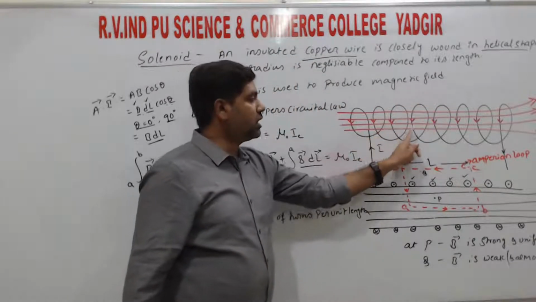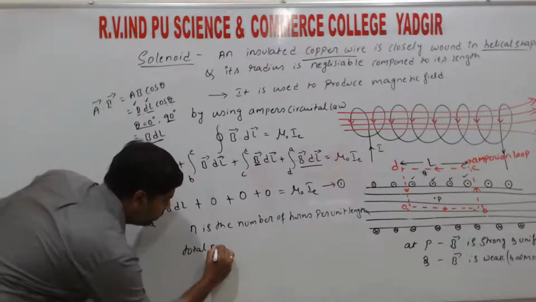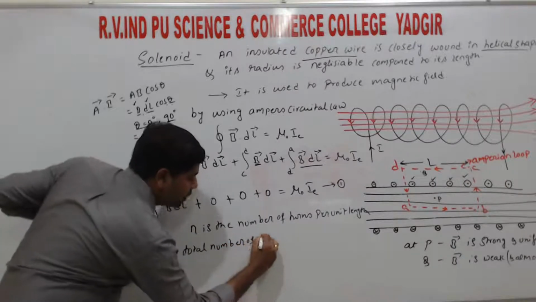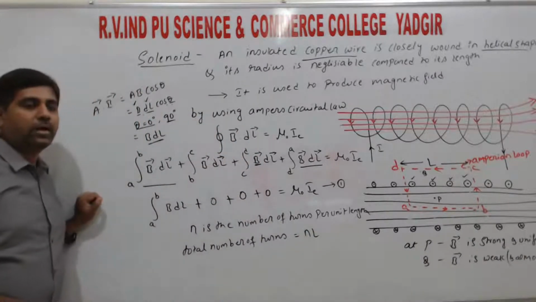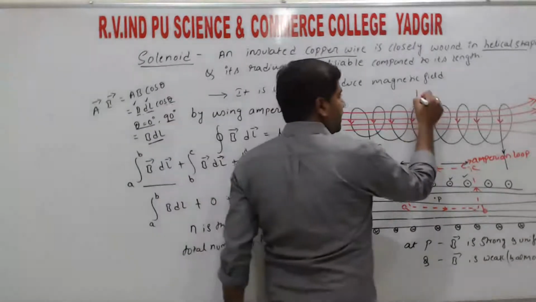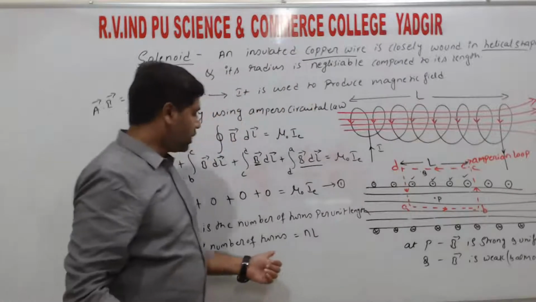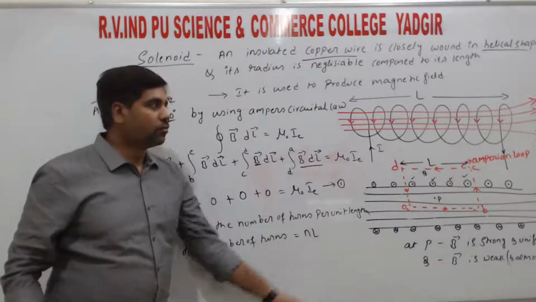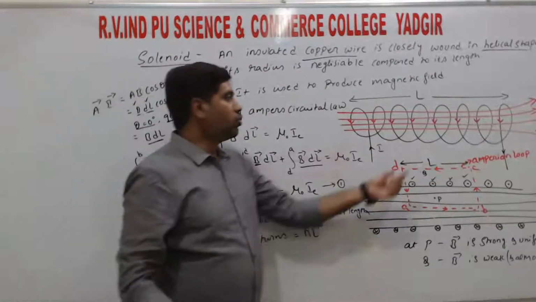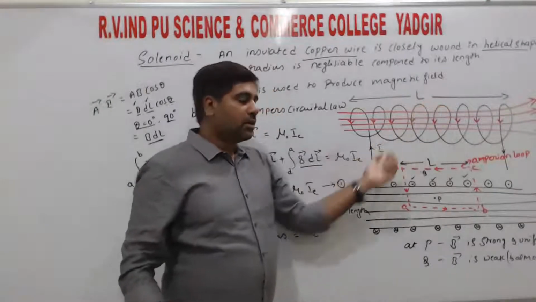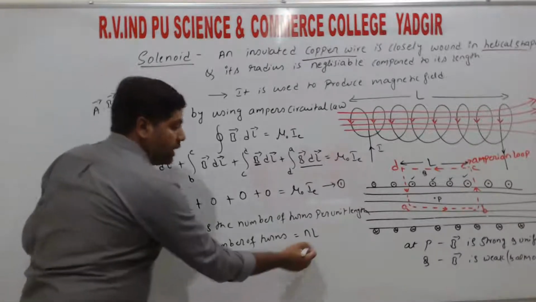So each circle represents one turn, right? So the total number of turns is equal to n into l. Whatever the length is, the number of turns in that length is represented by n into l. So if in 1 meter length there are 8 turns, then the number of turns is 8. If in 2 meter length there are 8 turns per meter, the number of turns is 16, right? So that is the number of turns.